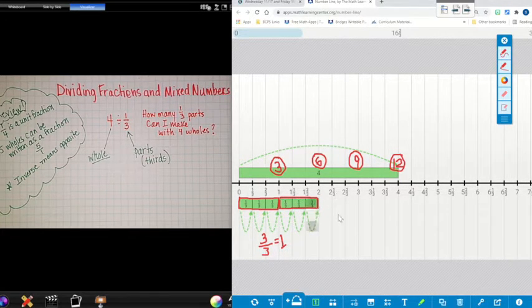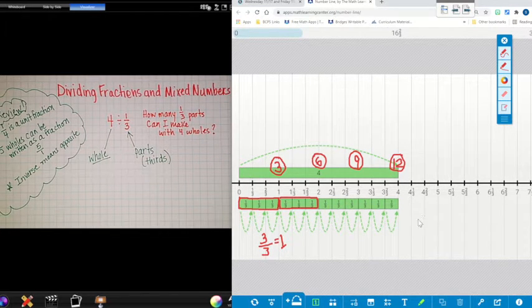Now, again, if you need to do this, I highly recommend it, because it makes more sense if you see them all laid out. And all I'm doing is using that duplicate tool to make my thirds over and over, because I'm figuring out how many 1/3 I can make with 4. Done. Okay, so again, here's another group. 1, 2, 3, and one more. There's my 4 wholes, okay?